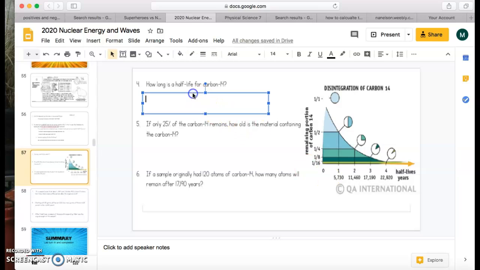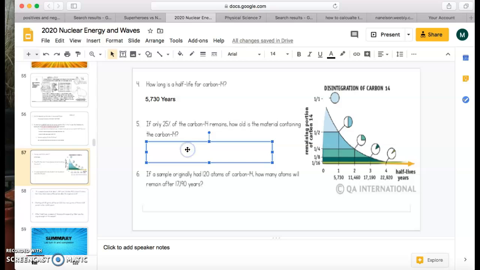5,730. So the half-life of carbon-14 is 5,730 years. Okay? Now, if you're having trouble seeing that, look at my little pie graph here. Started, it was completely colored, it was whole. It was cut in half, okay, at 5,730 years. It means every time it goes through a half-life, 5,730 years pass. Okay?